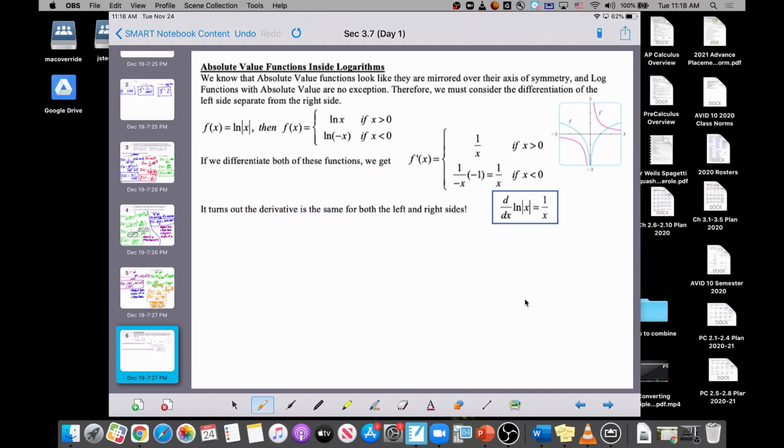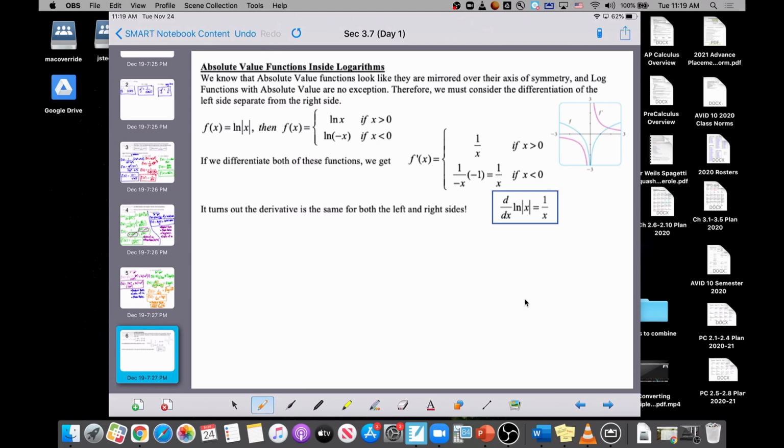The last part of the notes today is not an example, but is instead just an explanation of what happens when you have an absolute value function inside of a log in terms of differentiation. So we know that absolute value functions look like they are mirrored over their axis of symmetry, right? Absolute value functions make a V shape. We know that the slopes of the left side and the right side are always opposites of each other. And we also know that we've always had to look at left-hand limits and right-hand limits in terms of derivatives when we're talking about absolute value functions.